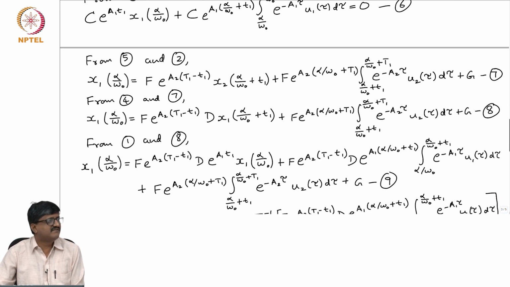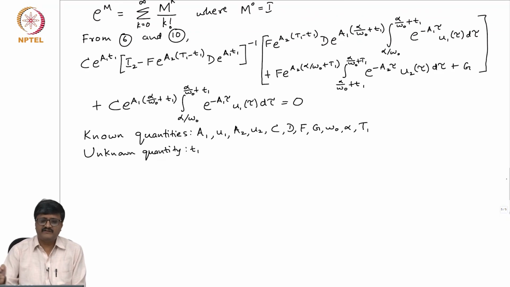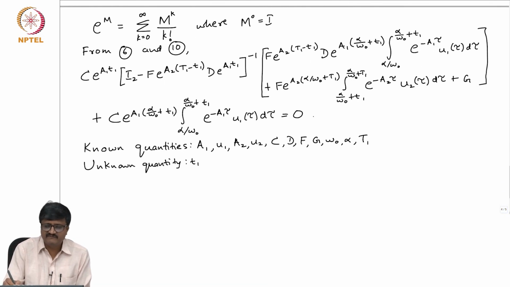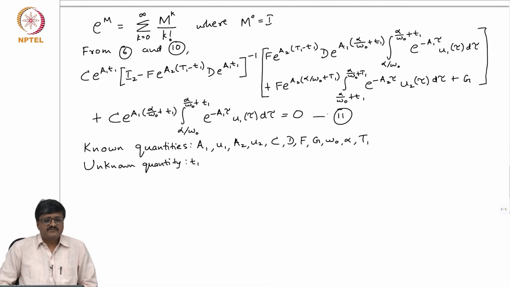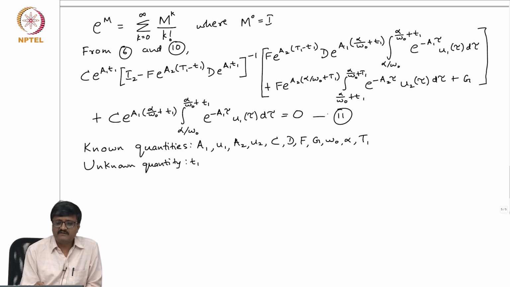So, all the manipulations done so far are for solving for T1. If you look at the last equation, let me give a number for that. The last equation was this equation 11. In equation 11, it is a long equation, but everything other than T1 is known. So, solve for this unknown quantity T1 using equation 11. Equation 11 is not a vector matrix equation, it is a scalar equation. It is just one nonlinear equation, it has to be solved for T1.